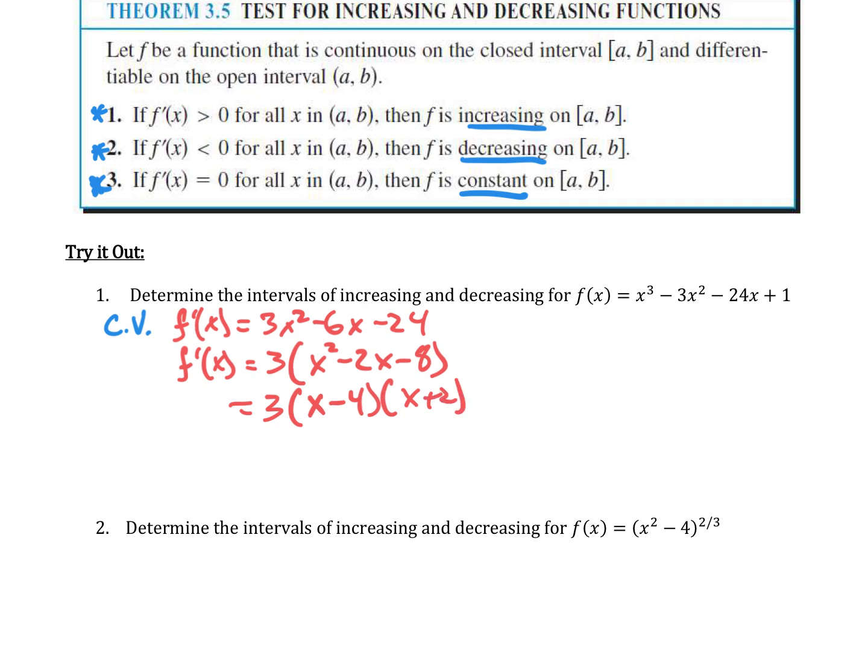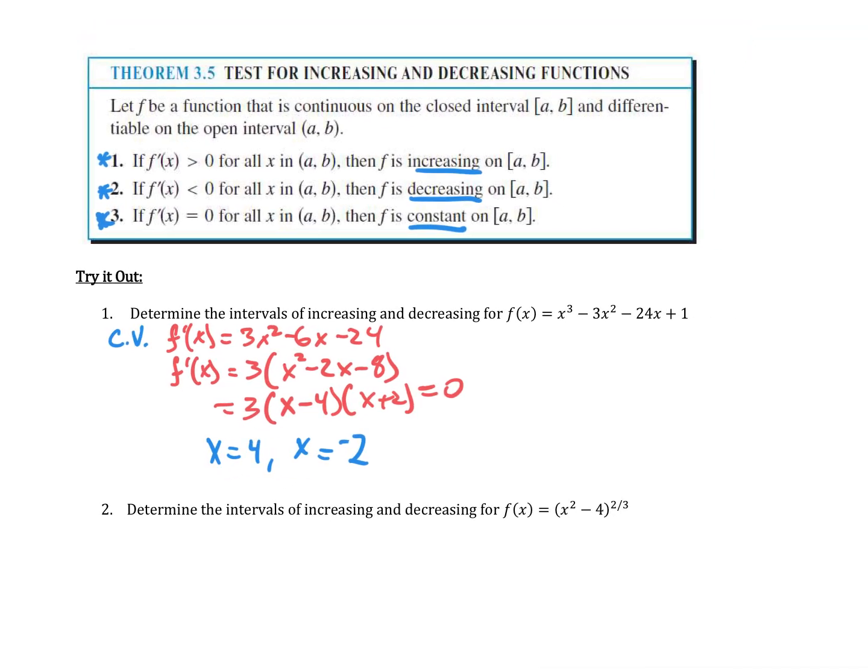So our critical values will be what makes that 0. I'm going to set that equal to 0. And the critical values happen at x equals 4 and x equals negative 2. Now that we have our critical values here, we can find our number line.